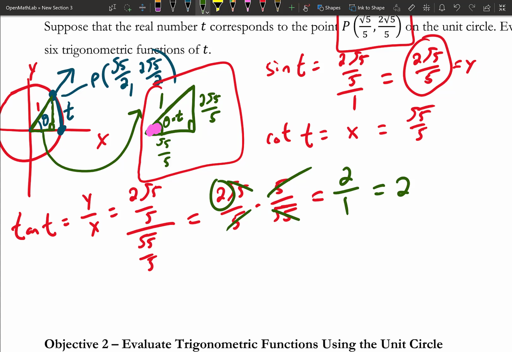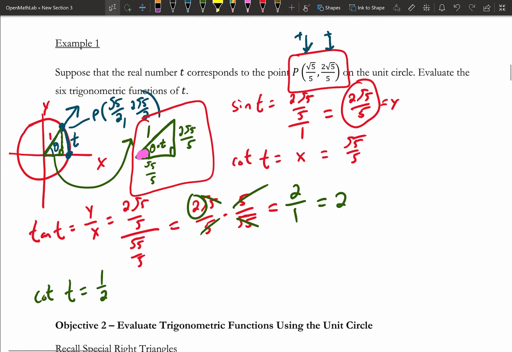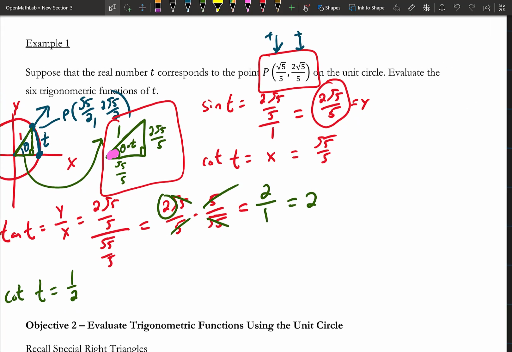So then, now we need to find the other 3 trig functions. Since tangent of t is just 2, cotangent of t would probably be the next easiest to find, right? And that would just be 1/2, right? It would just be the reciprocal.